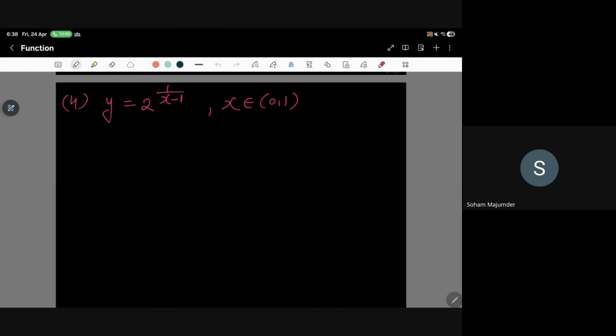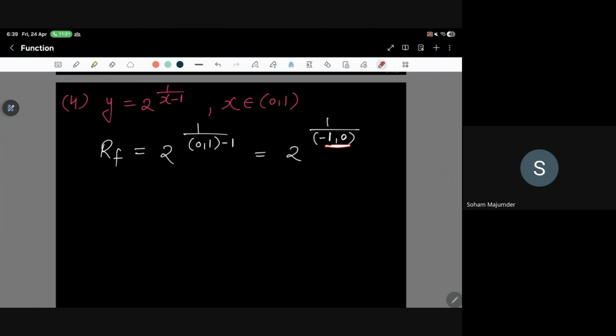Okay, so we just substitute the domain here to find the range of the function. So range of the function is 2 to the power 1 upon x, where x goes from 0 to 1, minus 1. So this becomes 2 to the power 1 upon... Now we have to solve this interval minus 1. So 0 minus 1 is minus 1 and 1 minus 1 is 0. So the power of 2 is 1 upon, and the denominator moves from minus 1 to 0.